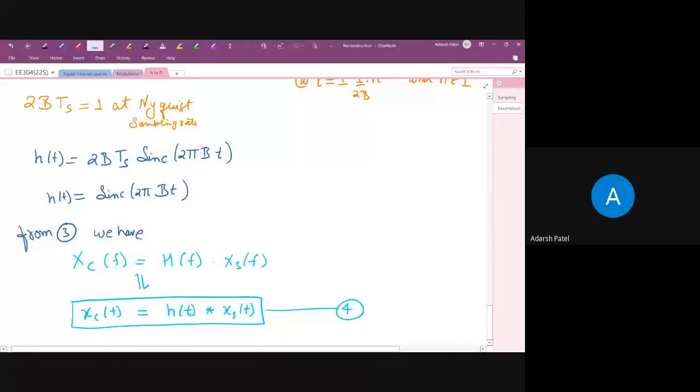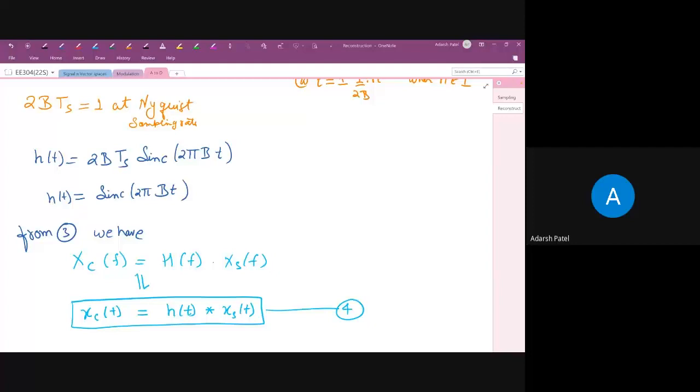So what have we concluded here? If we do the convolution of the received signal with this low pass filter h(t), where h(t) is given by a sinc function, then we will get the original signal. Is this part clear to everyone? Anyone having any doubts in here?